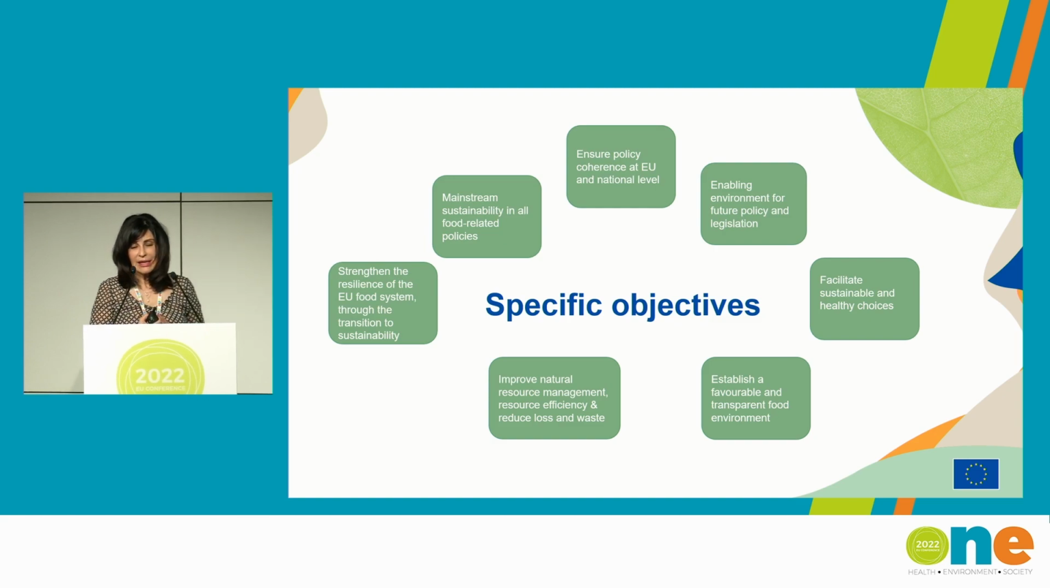Another specific objective is how to facilitate sustainable and healthy choices. This is key. A transition to sustainability cannot happen without a shift by consumers to sustainable diets. Therefore, it is important that this framework also sets the foundation to put in place a favorable food environment that will make the sustainable choice the easy choice, the accessible choice. And last, improvement of resource management and reduction of food loss and waste. This is equally key, and it will also help mitigate some of the possible impacts that the transition to sustainability will have on the production side.